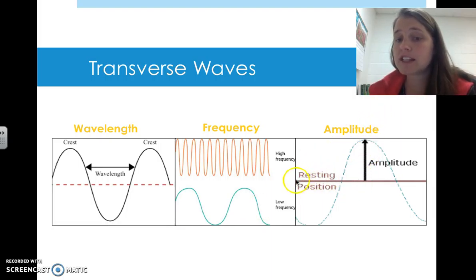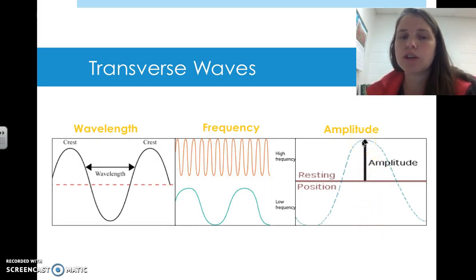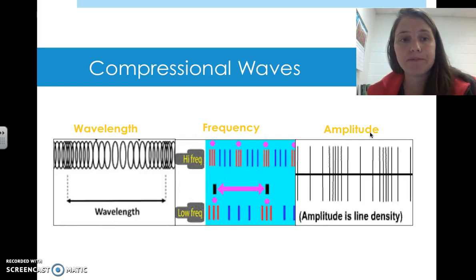The amplitude, again, is from the resting position, or the basic line, all the way to the top of the crest or the bottom of the trough. So this is the amplitude in transverse waves. So understand the wavelength, frequency, and amplitude when it comes to transverse waves.